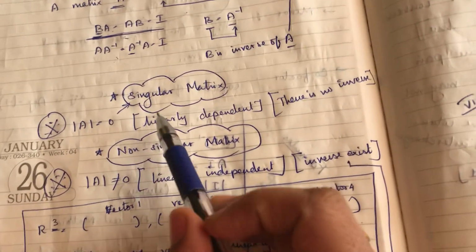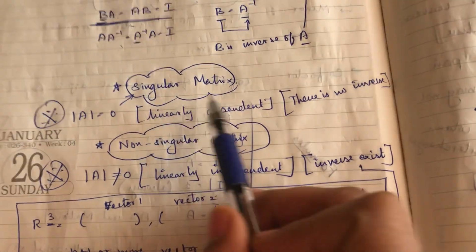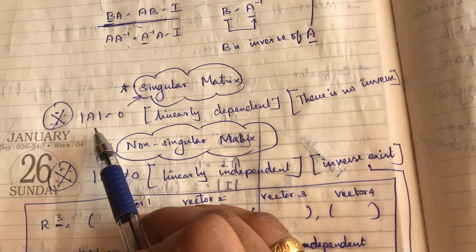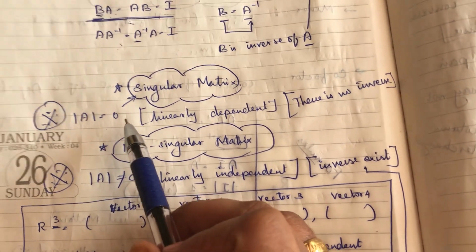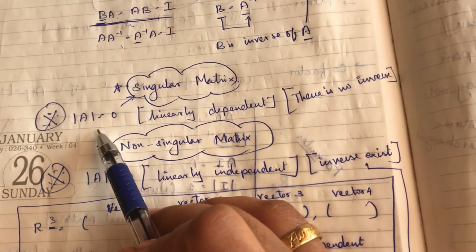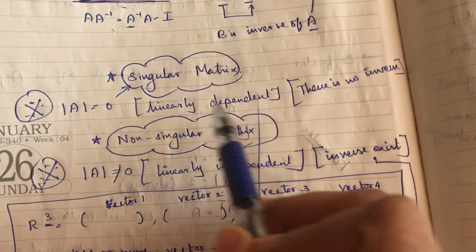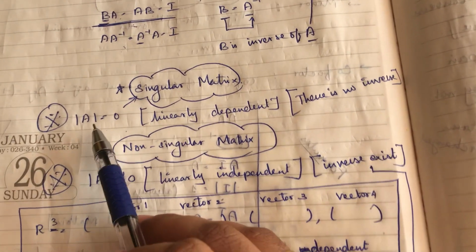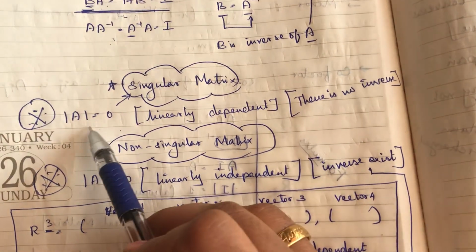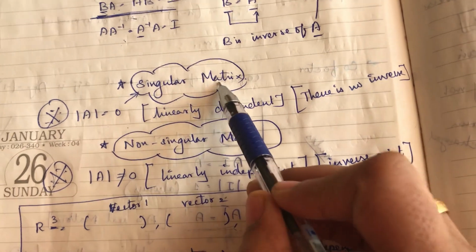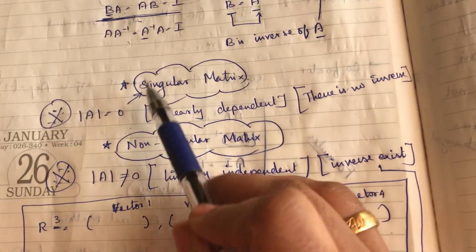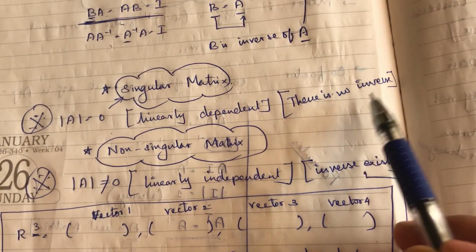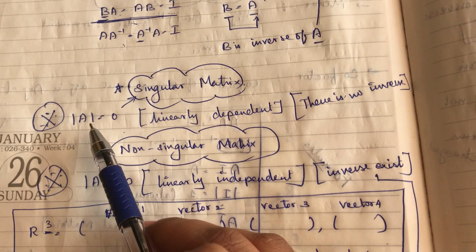That's it. Let's see another term, singular matrix. What is a singular matrix? A singular matrix is nothing but the determinant of A is equal to 0. So if the determinant value is equal to 0, it means it is linearly dependent, and also there is no inverse to this matrix. That's the meaning. So if the determinant value is 0, we get 3 conditions: it is a singular matrix, a linearly dependent matrix, and no inverse exists for this A matrix.